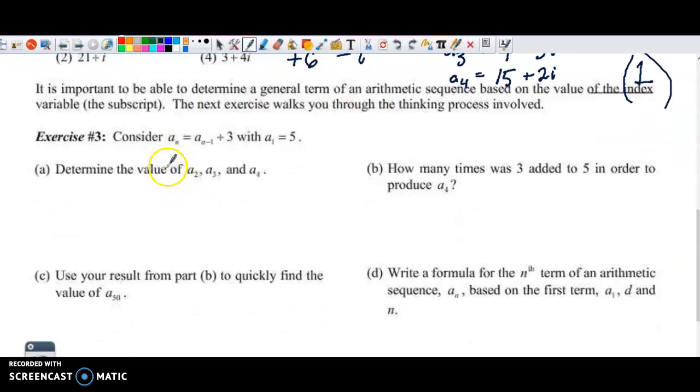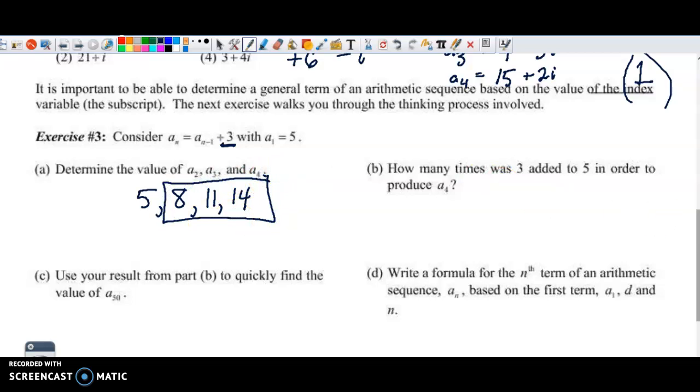So in this problem, we have a recursive definition with the first term is 5. I like to write out the first term. You don't have to. But if our pattern's adding 3, then the second term would be 8. The third term, if we add 3 to 8, would give us 11. And the fourth term would be adding 3 to 11, so we're at 14. So those are your next three terms.